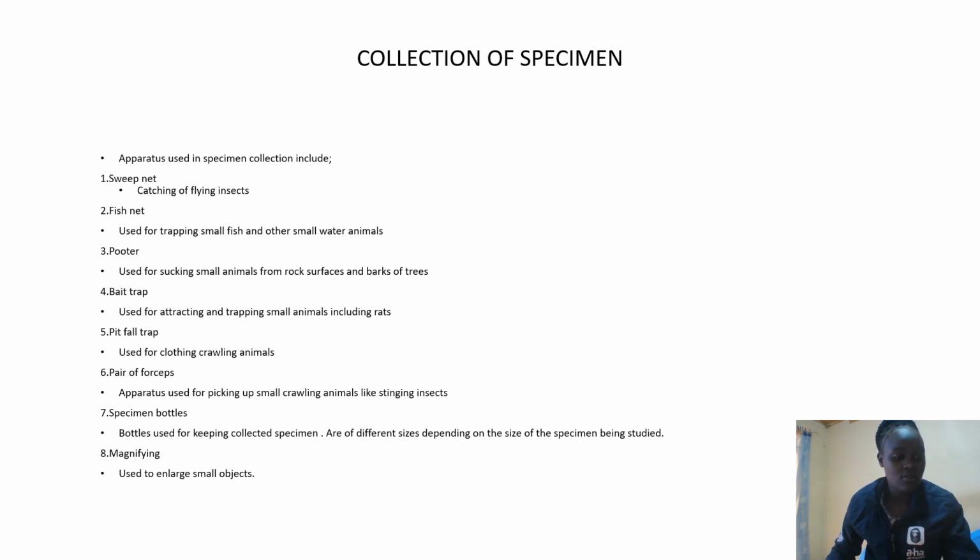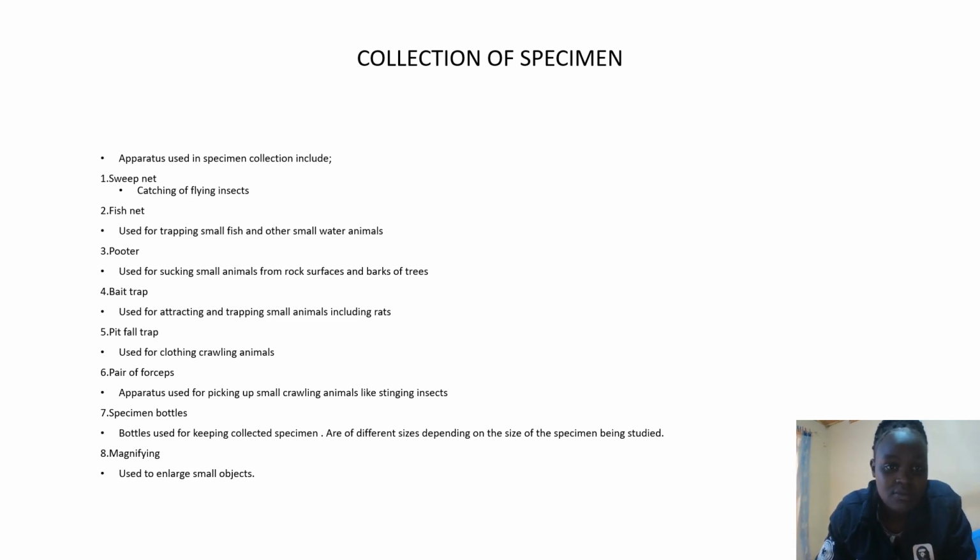And also we can see the apparatus that are used for specimen collection, whereby we have the sweep net, the fish net, the putter, the bait trap, the pitfall trap, pair of forceps, the specimen bottles, and the magnifying lens.